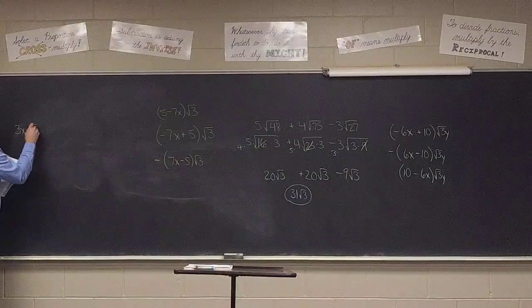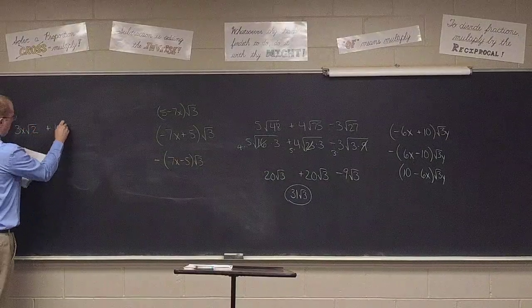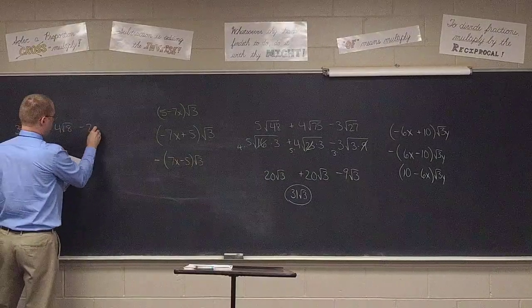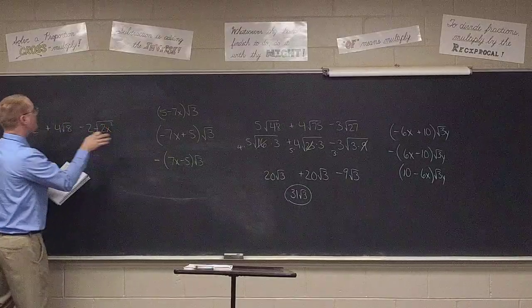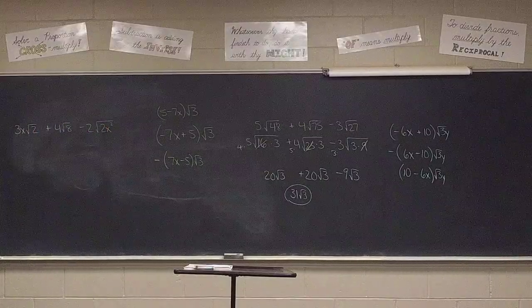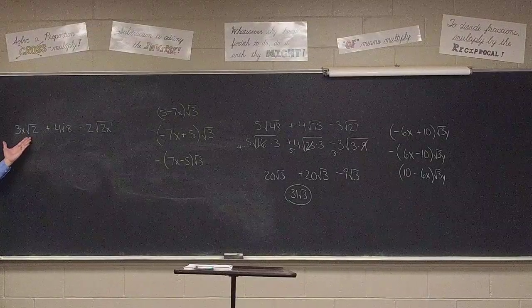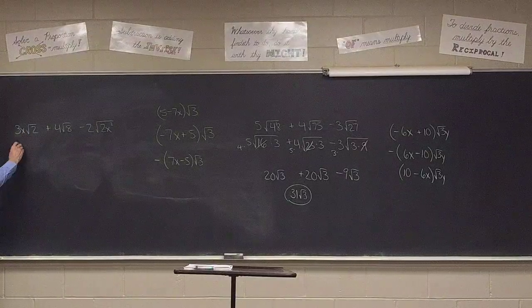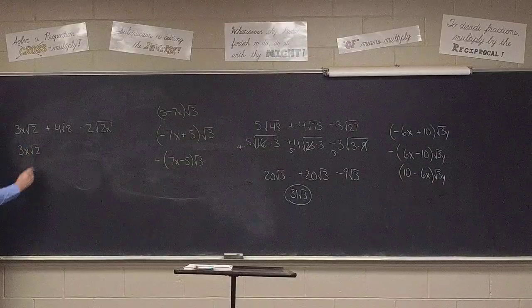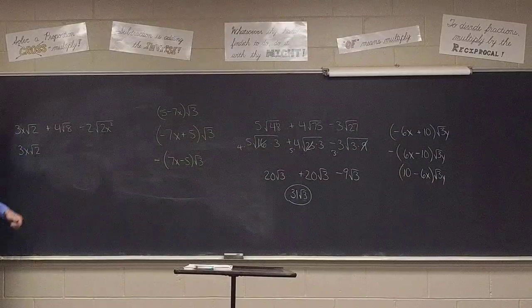We've got a 3x times the square root of 2 plus a 4 times the square root of 8 minus a 2 times the square root of 2x squared. None of these are similar right now. Can we factor this at all? We can't do a thing with it. So the 3x times the square root of 2 is just going to have to stay the way it is. What about this? Can we factor that at all?